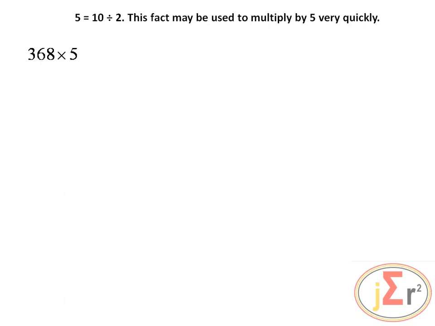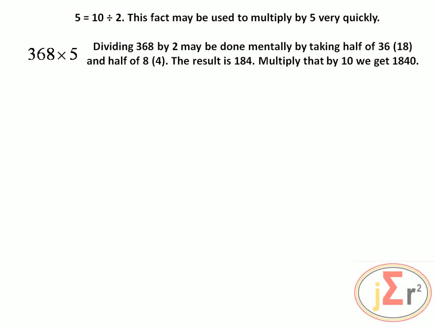Dividing 368 by 2 may be done mentally by taking half of 36, which is 18, and half of 8, which is 4. The result is 184. Multiply that by 10, we get 1840. So in multiplying this by 5, the result will turn out to be 1840. How do we do that? Take half of this, which is 184, and then append a 0 to it, 1840. That's all there is to it.